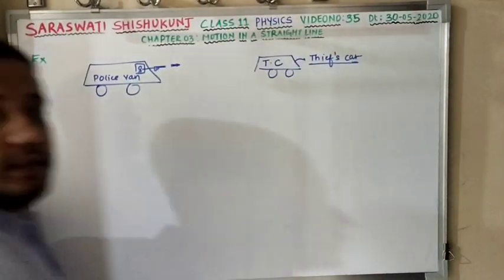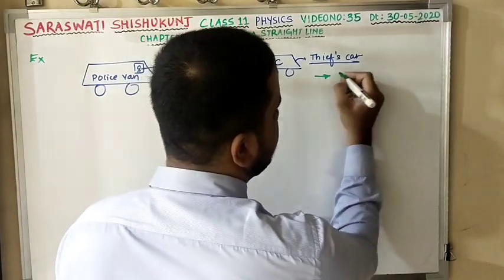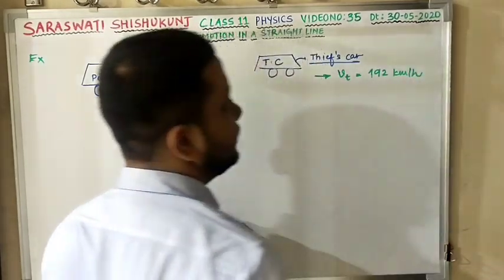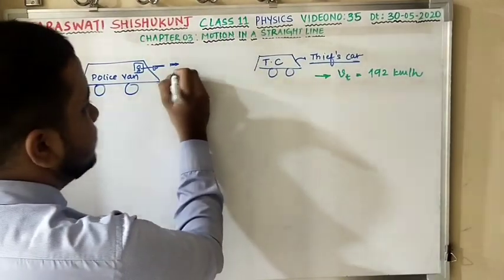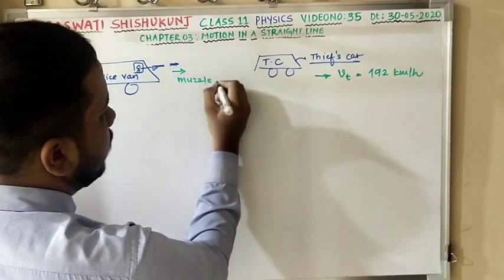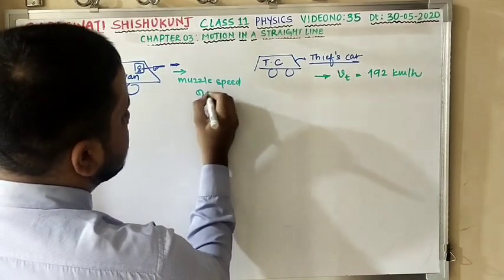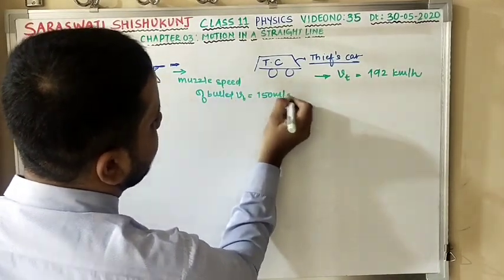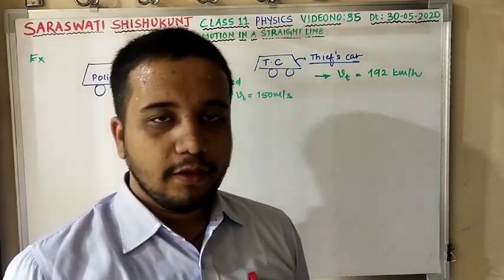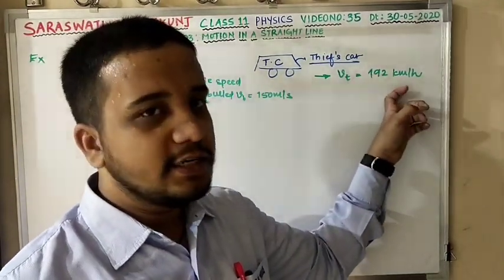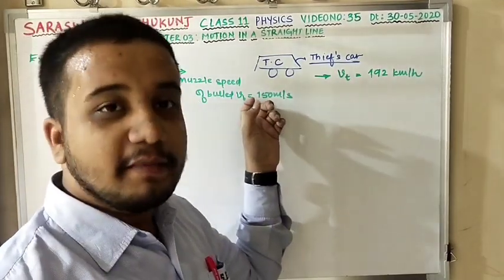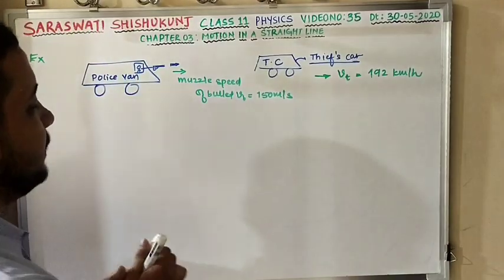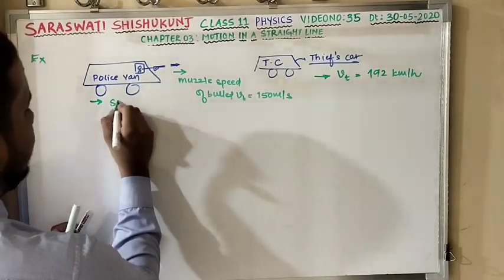You will be able to notice one thing over here, that is the thief's car speed they have given, that is Vt equal to 192 km per hour. Is this clear? They have given the muzzle speed of the bullet, that is Vb, 150 meter per second. This is the second data provided to us. First they have given the speed of the thief's car, 192 km per hour. Second they have given the muzzle speed of the bullet, 150 meter per second. Also they have given the speed of the police van.